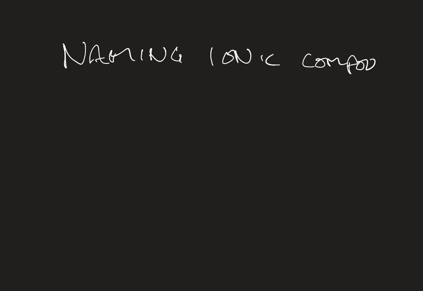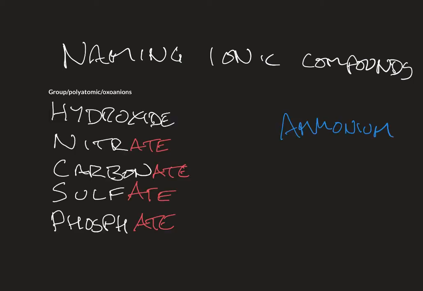Right, so this is the second video on naming ionic compounds. And the difference here is we're going to move on from naming them just with metals and non-metals, and we're going to start naming them using things called group ions or polyatomic ions or oxoanions. And there's a list of these that you need to know that I'm going to share here.